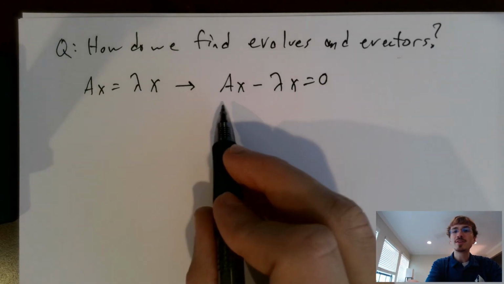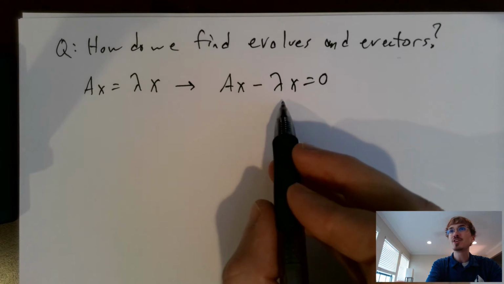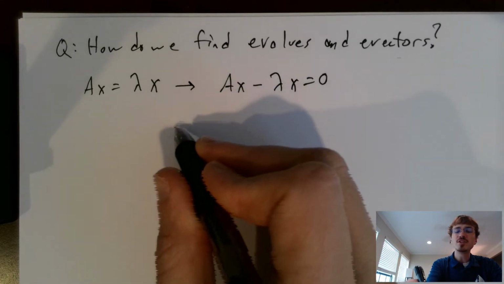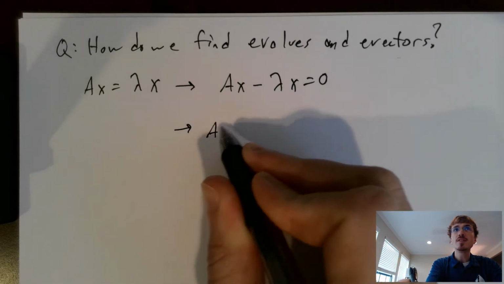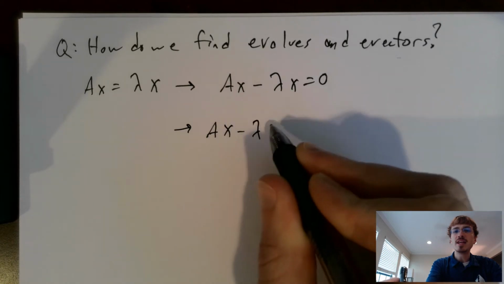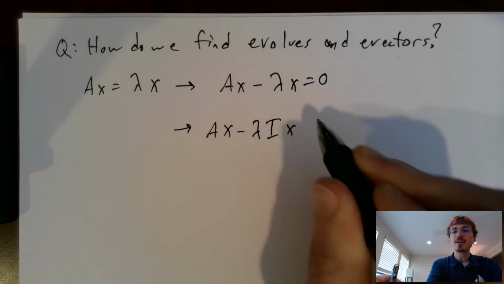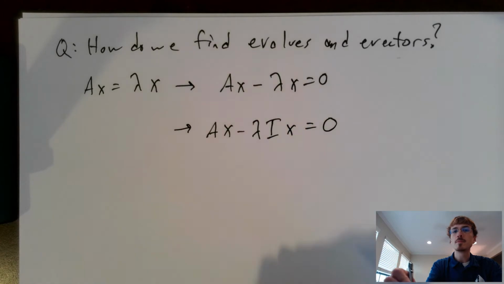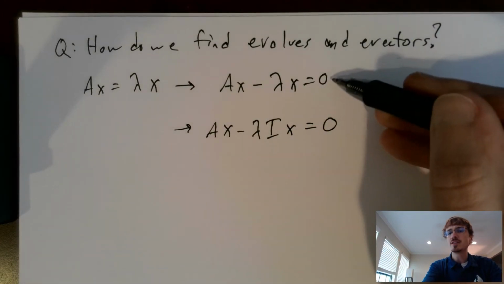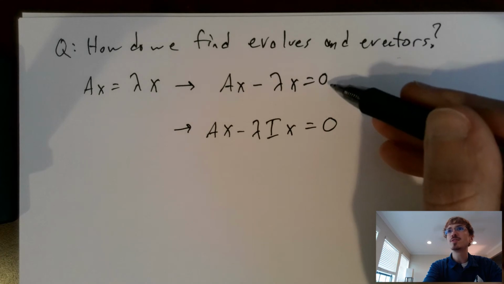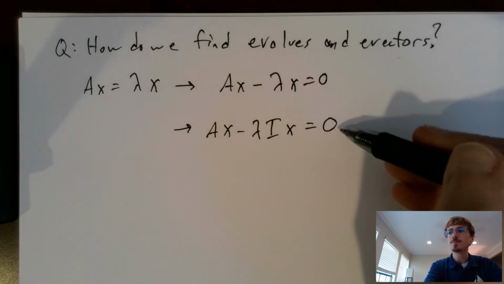Well, A is a matrix. I need a matrix in this term to make things gel together. So let's rewrite this as Ax minus lambda times the identity times x. And just as a note, guys, this 0 over here is the vector 0.